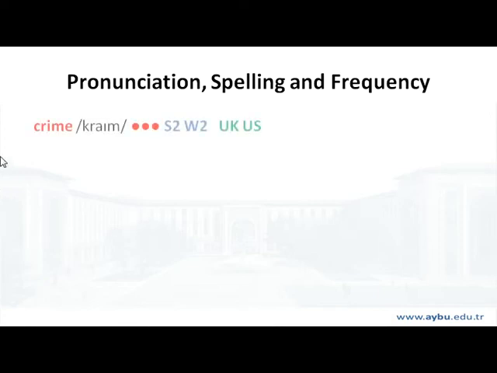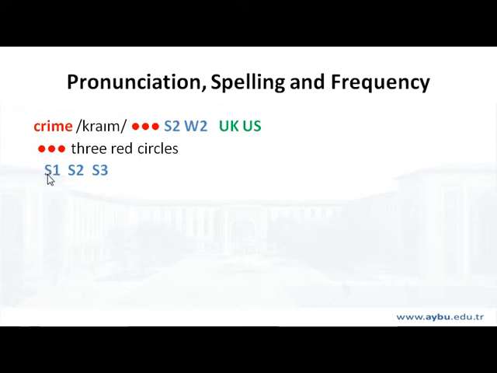Let's check the word crime again. As I mentioned, these 3 red circles show that this word is important, okay? It is among the 9,000 most important words. Then here we have S2 W2. So what are these letters? S stands for what? W stands for what? So 3 red circles here we have, as I mentioned. S could be S1, S2, S3, and this one refers to 1,000.